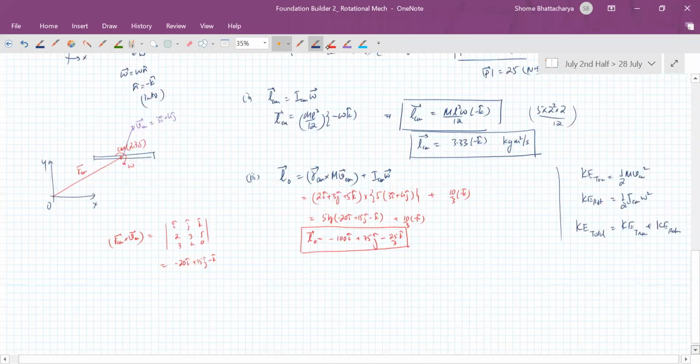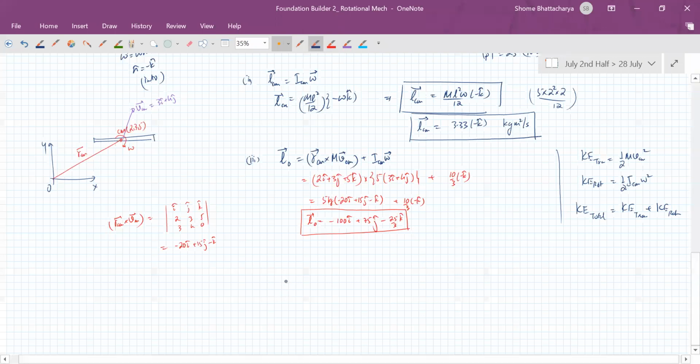Okay, so coming to the last part now, we can see that V CM is the mod of 3 i cap plus 4 j cap. So that's 5 meters per second. Kinetic energy of translation is 125 by 2 or 62.5 joules. This is the translational kinetic energy.